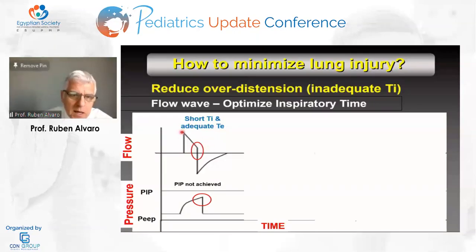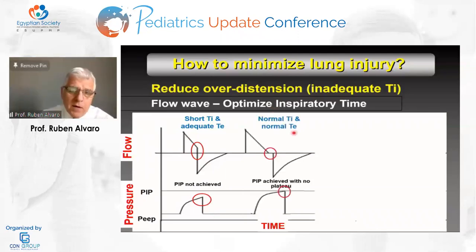As you can see here, the expiratory flow begins before the inspiratory flow reaches baseline, okay? By doing that, you end up with a PEEP that has not been achieved. You end up with a lower PEEP than the one you set.